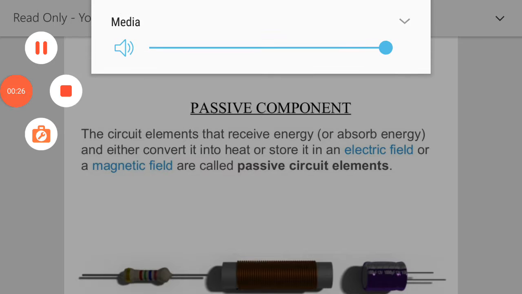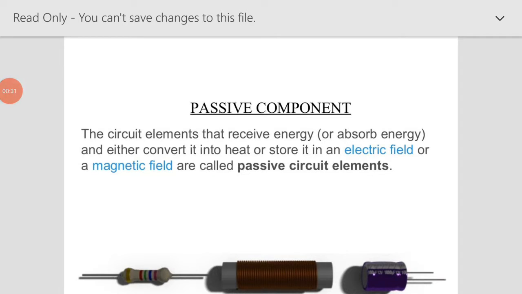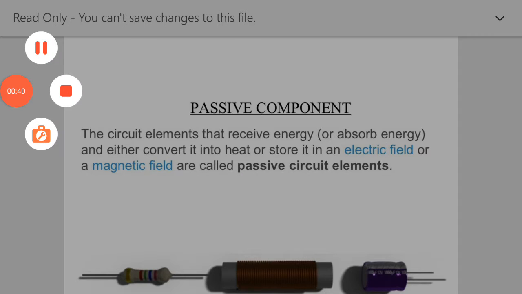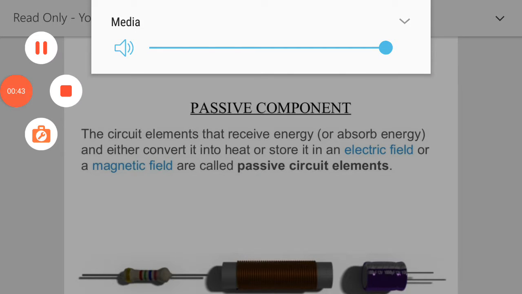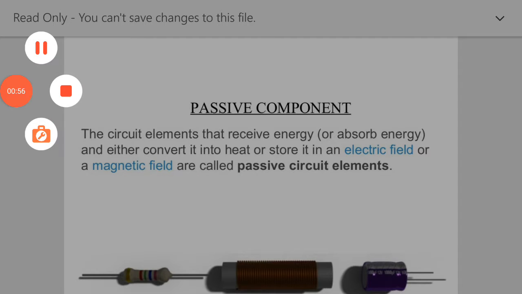The circuit elements that receive or absorb energy and either convert it into heat or store it in an electric field or a magnetic field are called passive circuit elements. The examples of passive circuit elements are the resistor, capacitor, and inductor. There are different electronic components which are examples of passive components. The figure shows the resistor, the inductor winding and the capacitor as examples of passive components.